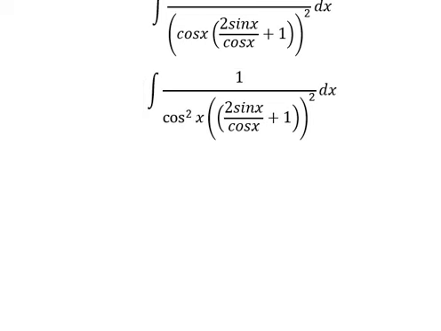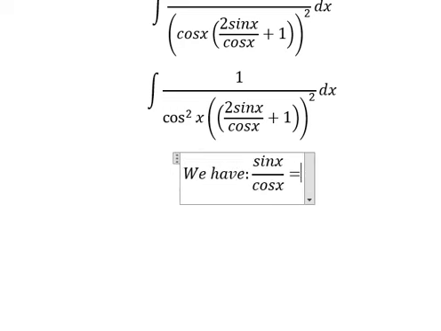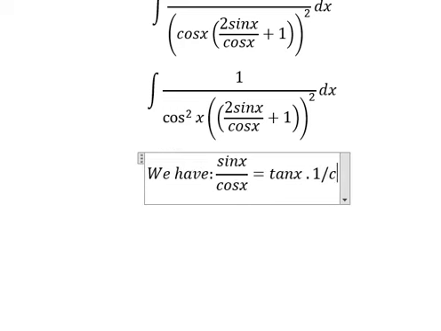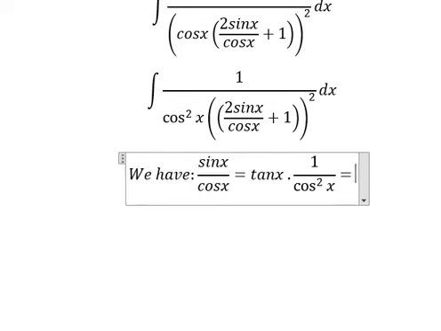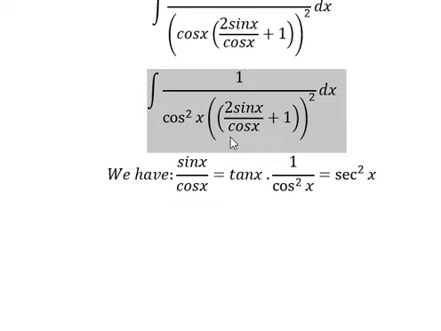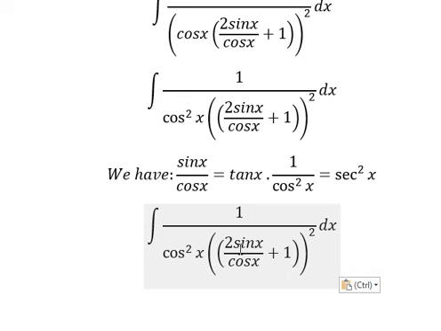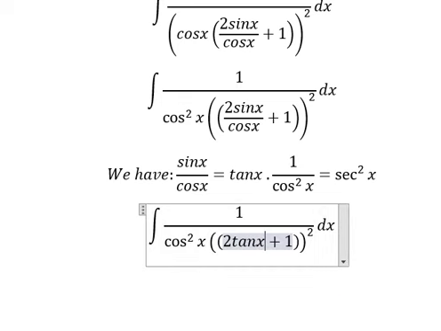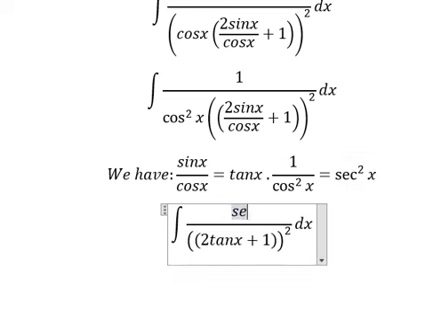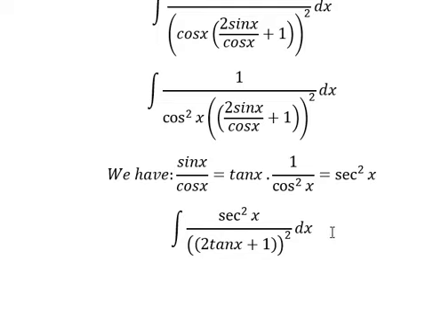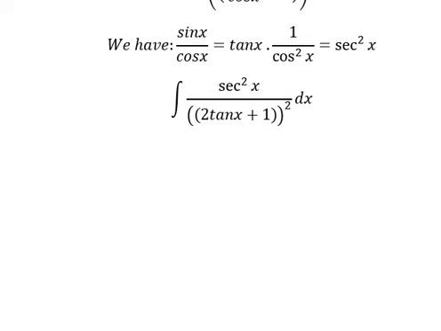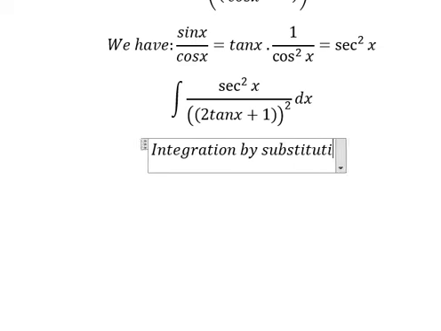Next, we have the formula, so this one that is about tan s. This one that is about secant of s squared. Next, we can use integration by substitution.